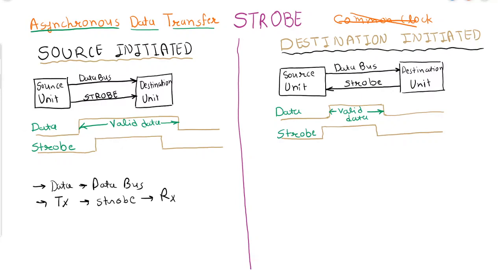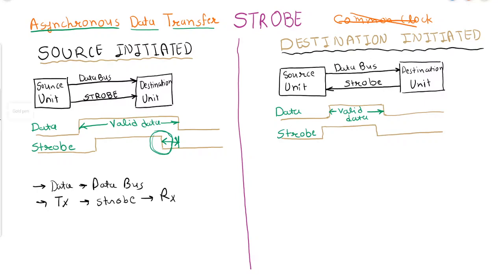After some time the source will assume that data is received by the destination unit, so it will disable the strobe. After disabling the strobe, it will keep data on the data bus for some time, assuming that the destination may not have received all the data. For example, in the figure, for this duration data will be kept on the data bus, and during that time the destination will read. After that the source will remove the data from the data bus. So in source initiated data transfer, after the value of strobe becomes 0, the data remains valid for a certain duration, and then onwards it will be invalid.